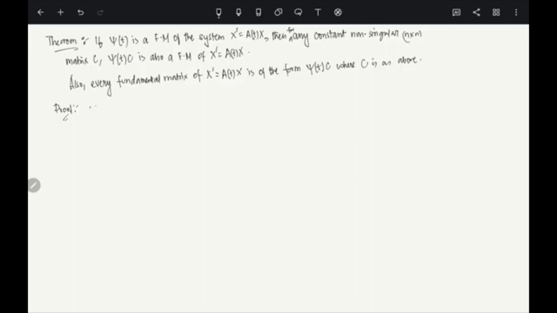Okay, now since phi t is a fundamental matrix, what did I tell you? This is true, right? Phi prime of t equals A times phi of t. Now this is quite easy to check, as I told you, of course. Yes, please do that. So this is one. Let's just call that one.